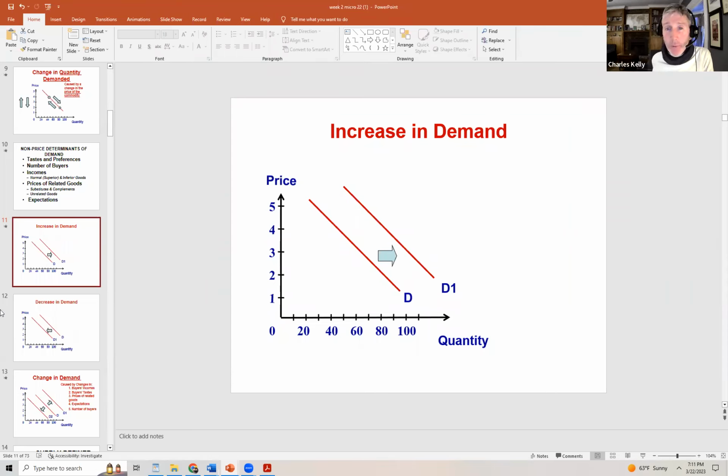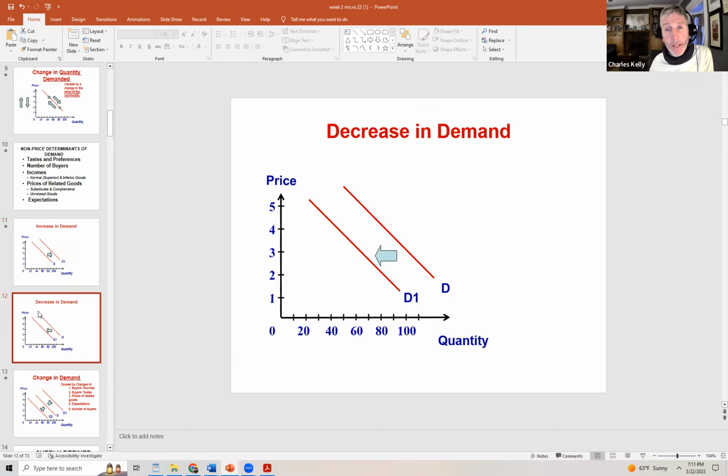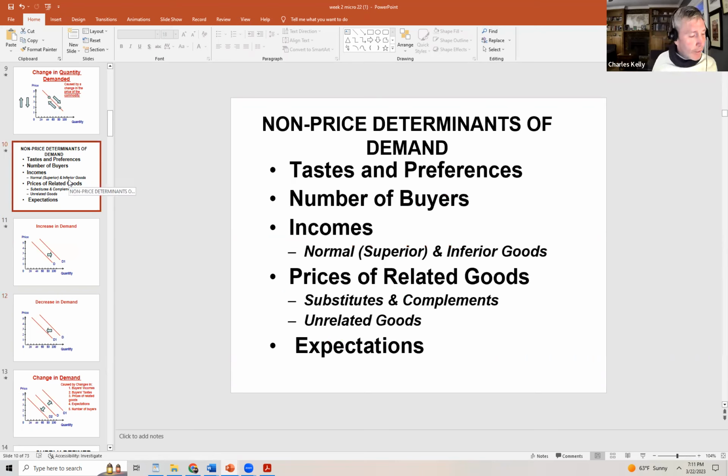So an increase in the number of buyers increases demand. Likewise, when that trend fades and those buyers are no longer in the market, fewer buyers, decreased number of buyers, decrease in demand. All right, ready for audience participation? I hate to put you on the spot, but you're the only one here. I have no friends.